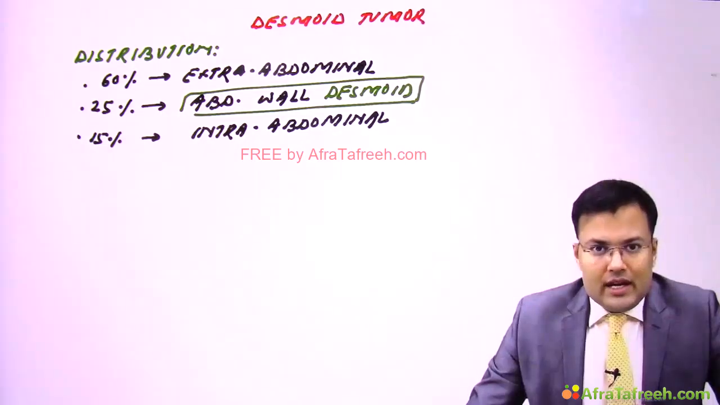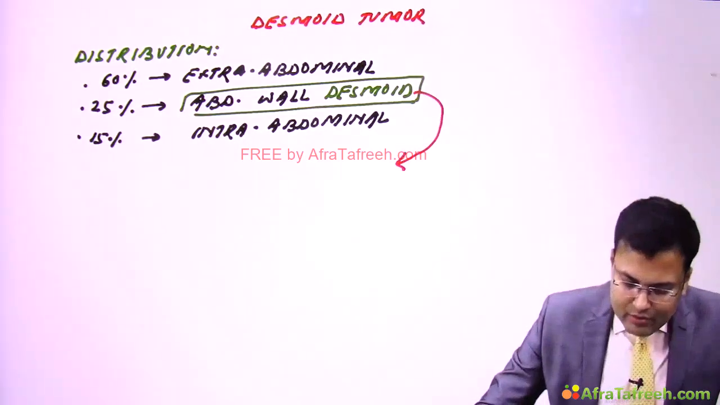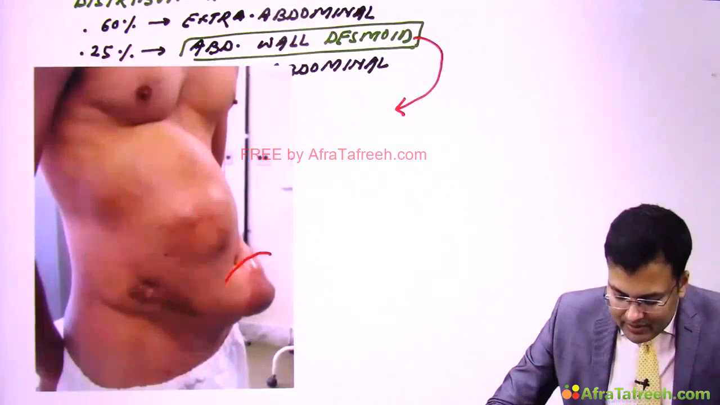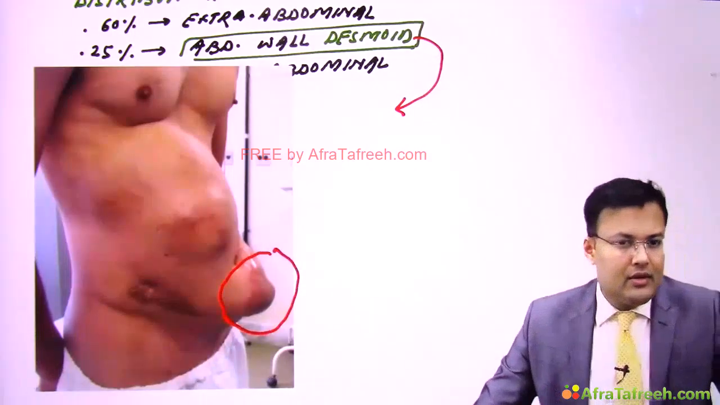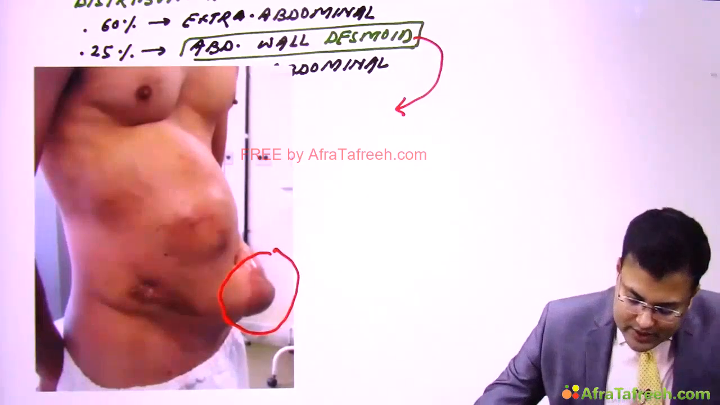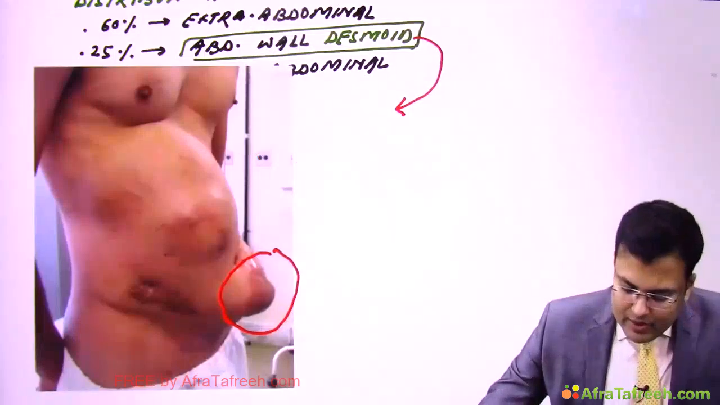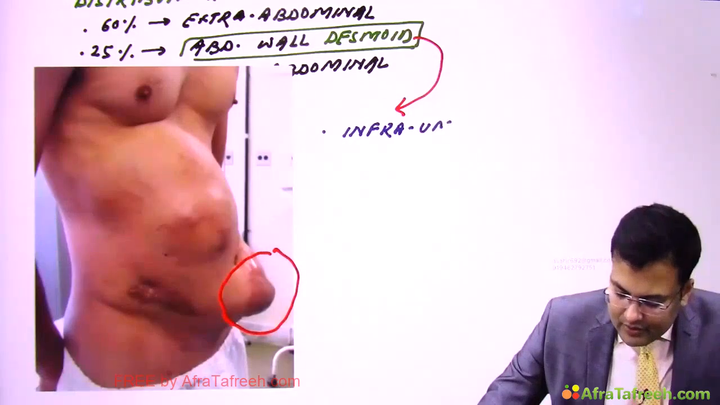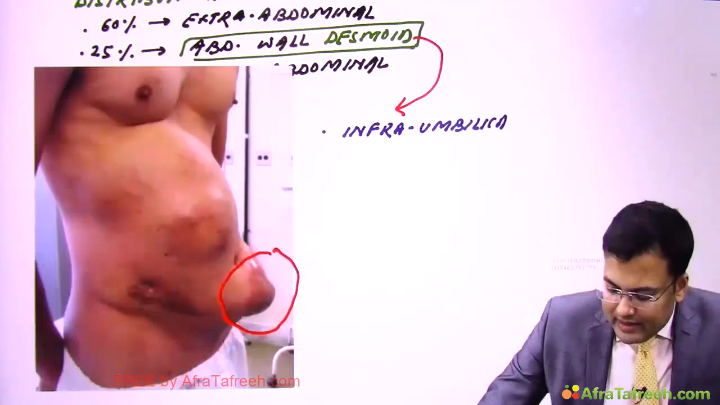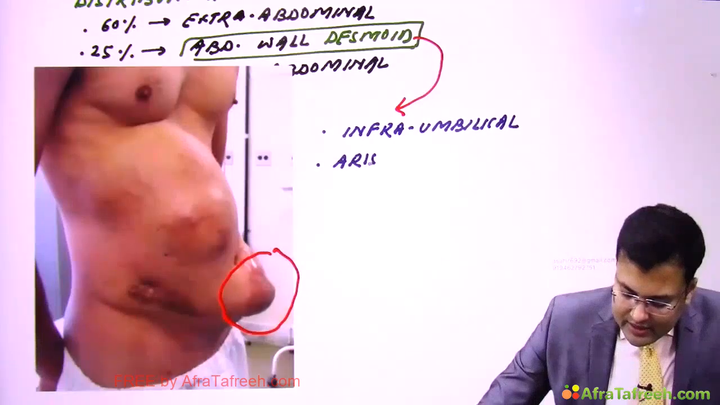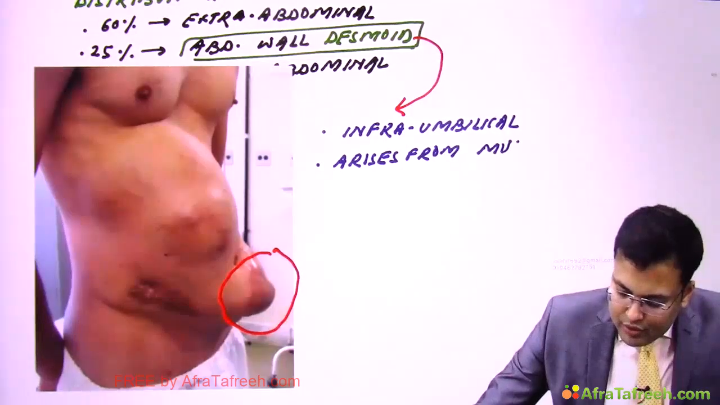How does this tumor look? Have a look at this abdominal wall desmoid. This patient had surgery, and after surgery developed this kind of lump, and it was a tumor. Can you see the location? It is infraumbilical. So what is the location of abdominal wall desmoid? It is infraumbilical, the first important point, and it arises from musculo-aponeurotic structures.